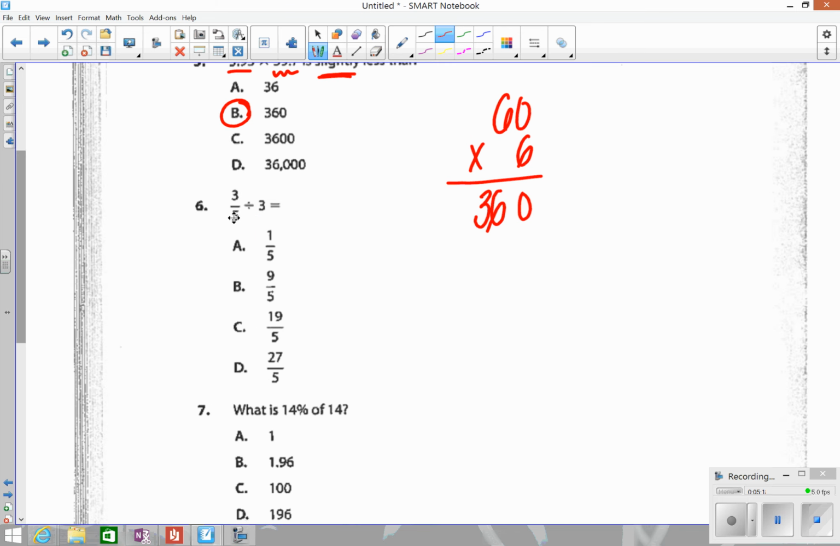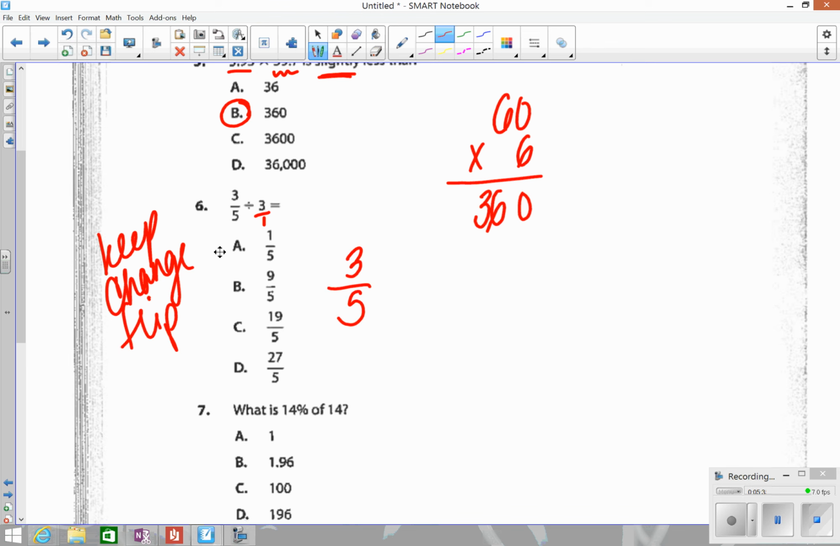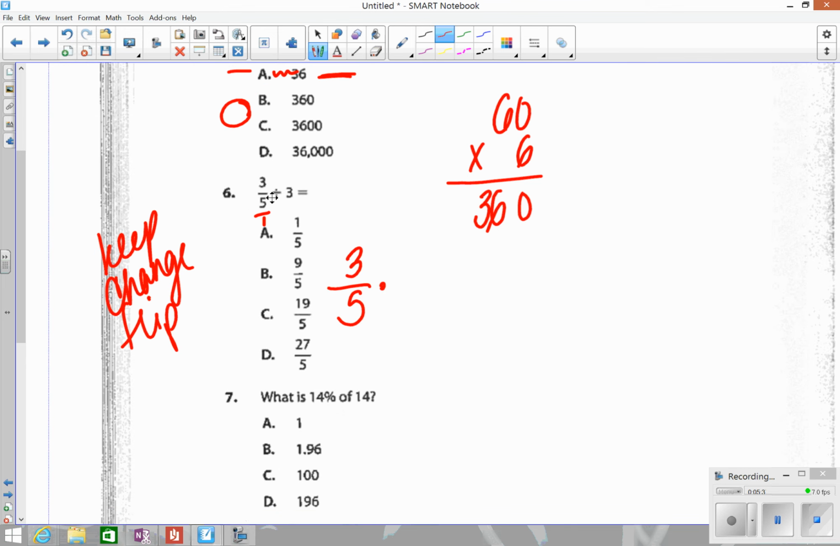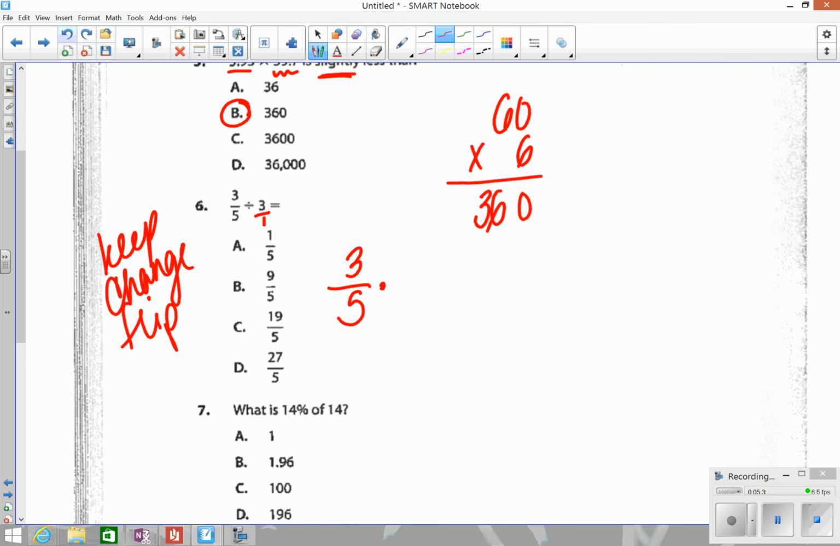For the next one here, we're dividing. So remember, dividing by 3 is like dividing by 3 over 1. The rules for this are keep, change, flip whenever you are dividing fractions. So you're going to keep the first one, change the sign to multiplication, and then you flip the second one. So flipping the second one is going to become 1 over 3.